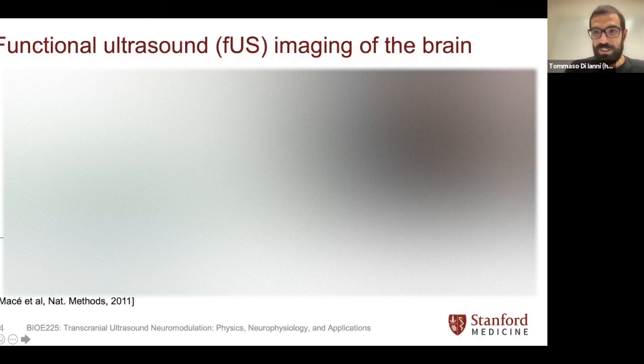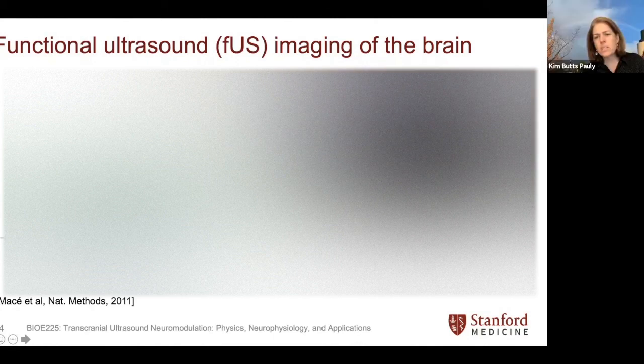So after they do the injection, you can see the epileptic seizure propagating through the cortex. And then you see it propagates also through to subcortical regions, and at times also to the contralateral cortex. Right. Is this movie sped up or is this real time?